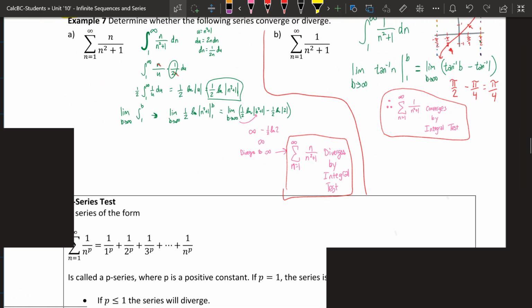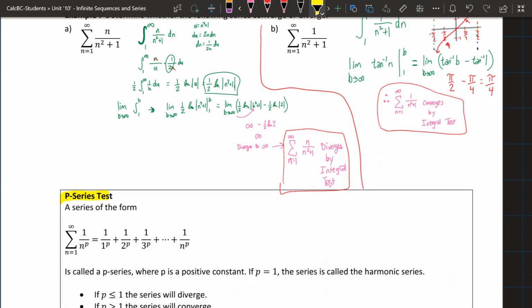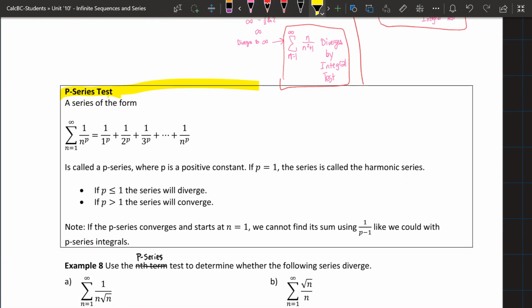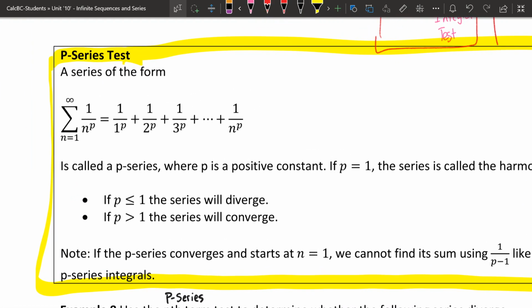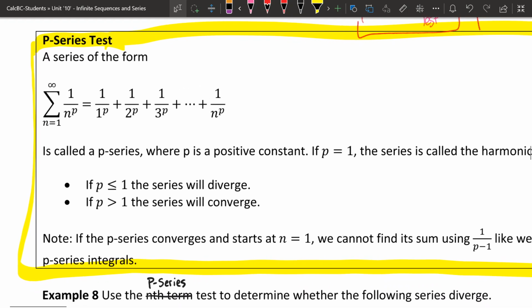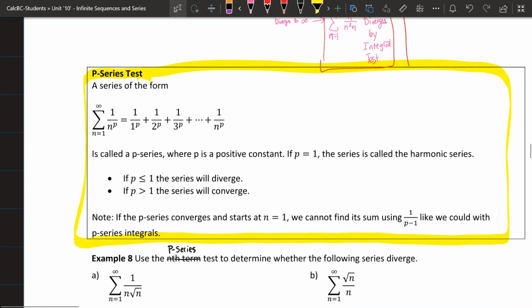Okay, last test for the day, P-series test. Okay, so a series of the form, the series from 1 to infinity of 1 over n to the p. So same P-series that you might recognize from when we did integrals of P-series. All right, it's called a P-series where p is a positive constant. If p equals 1, the series is called the harmonic series. We'll come back and talk about that more in the future.